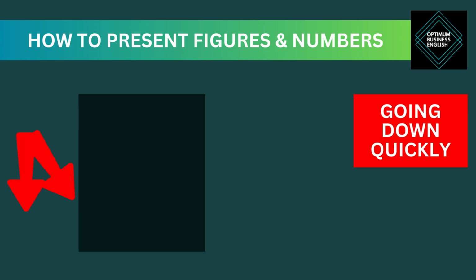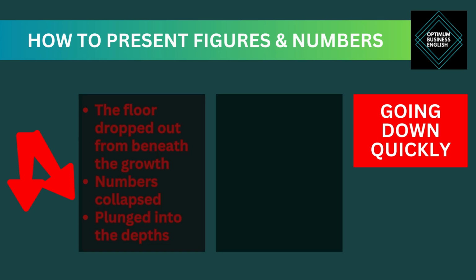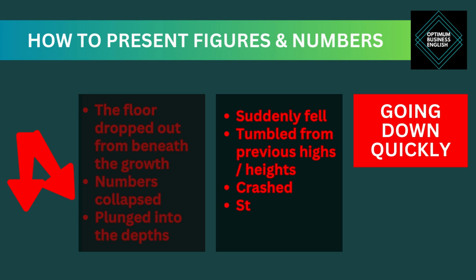And if they are dropping really quickly, you could use the following phrases: the floor dropped out from beneath the growth. Numbers collapsed. They plunged into the depths. Or you could say figures suddenly fell or tumbled from previous highs. Or they crashed, or they stumbled, or they hit the deck.